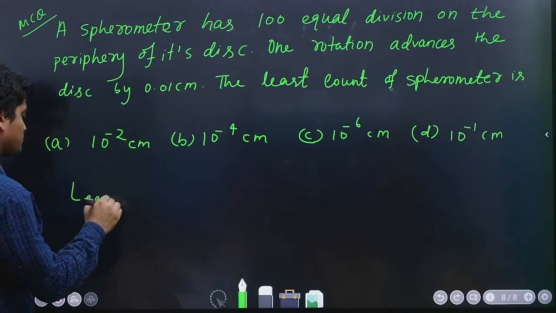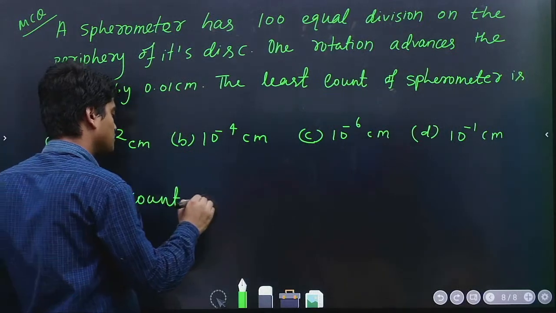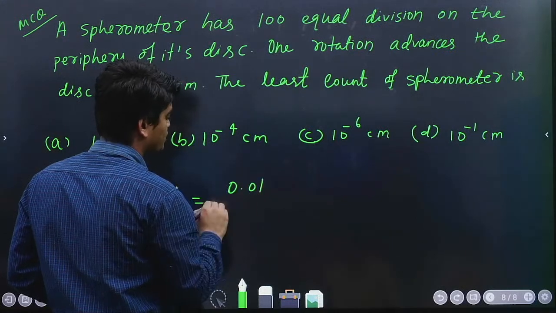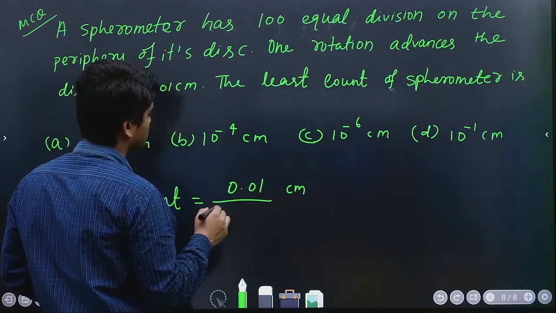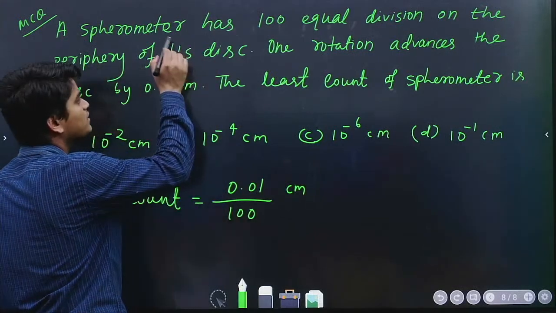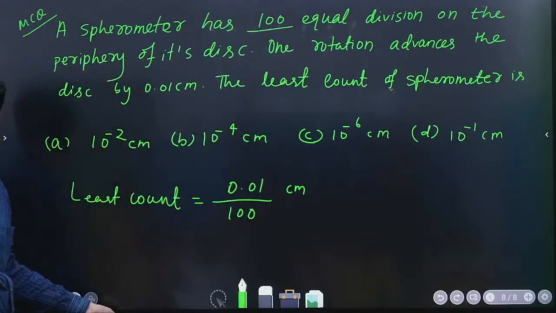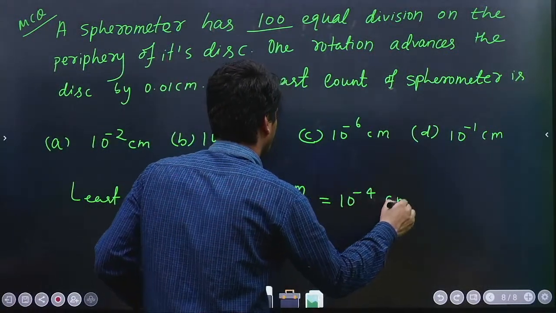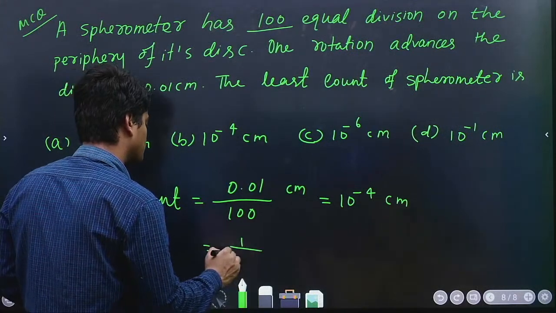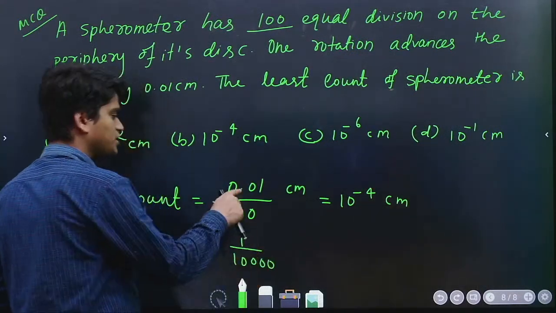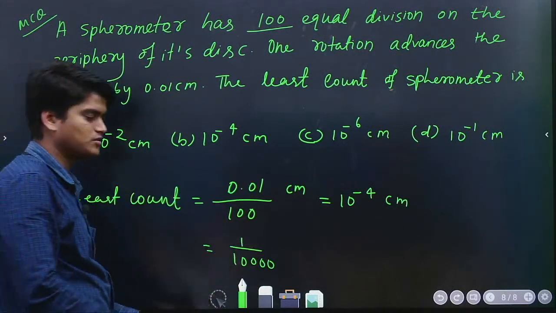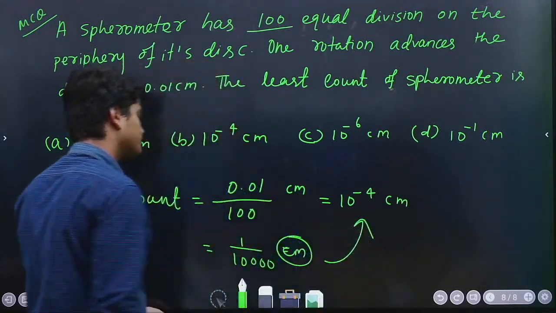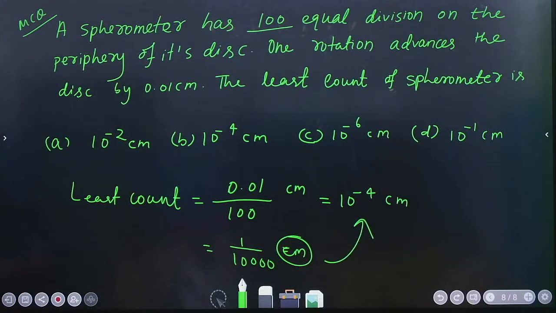So tell me, what is the pitch given? Least count is equal to 0.01, which is the pitch, divided by 100. 100 is the total divisions on the circular scale. So this will be 10 to the power minus 4 centimeter. This calculation you know or not? 1 by 100 into 0.01, so 1 by 10,000, which means 10 to the power minus 4 centimeter.